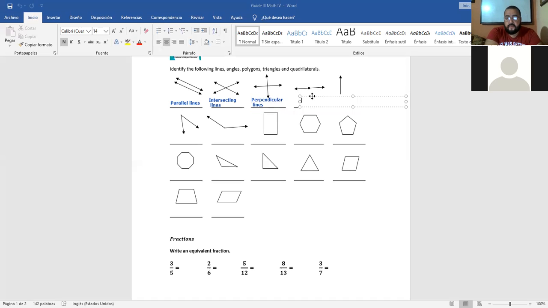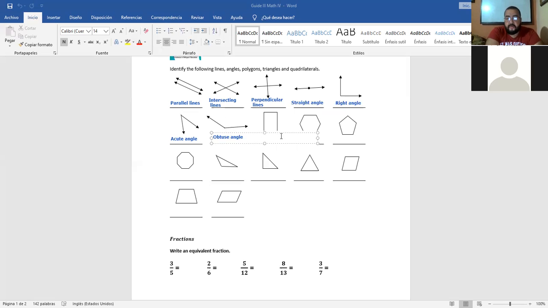This fourth type, this is an angle. And the name of this angle is a straight angle. This is another angle. The name of this angle is a right angle. This is a third type of angle. This is an acute angle. And this is the last angle we're going to look at in this study guide, and this is an obtuse angle.